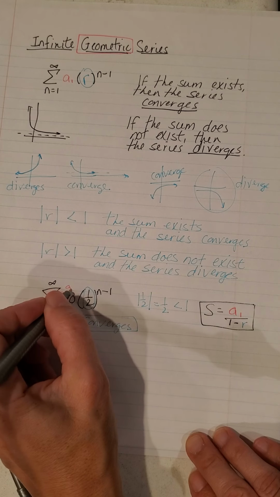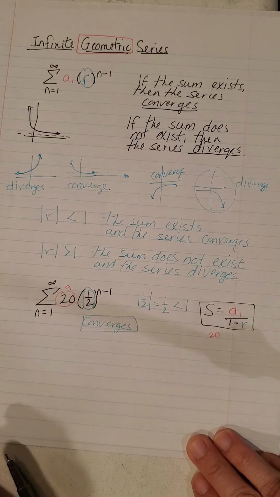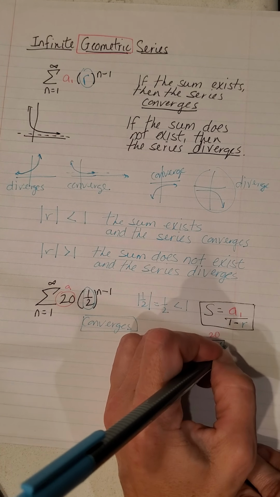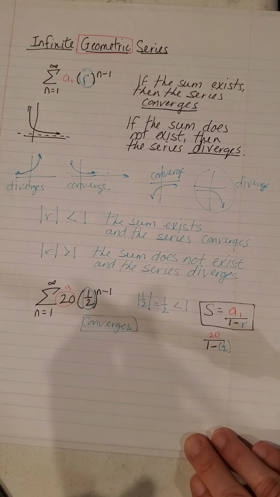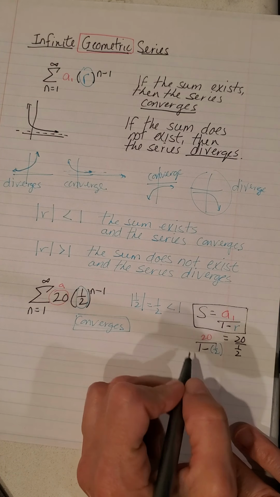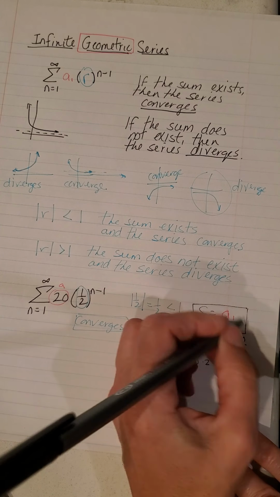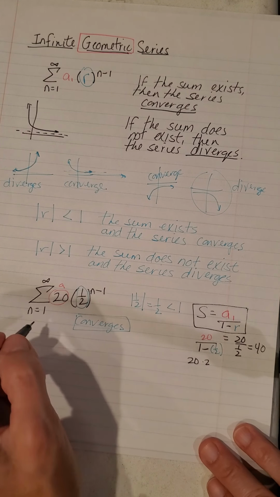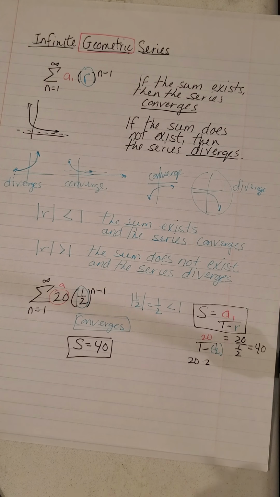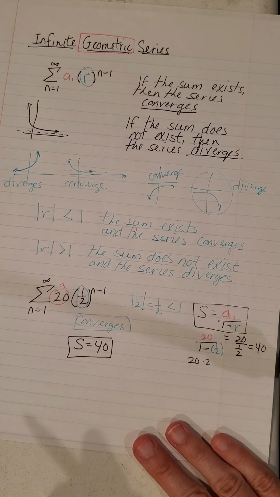Here's my A1, and I would write 20 over 1 minus a half. 1 minus a half is just a half. So I have 20 divided by a half, which is the same as 20 times 2, and that equals 40. So I'd write it converges, S equals 40. And that's all there is to it. I'm going to do 2 more examples.